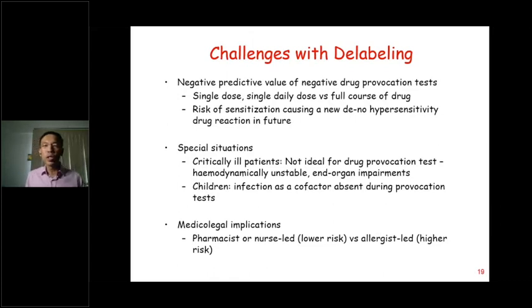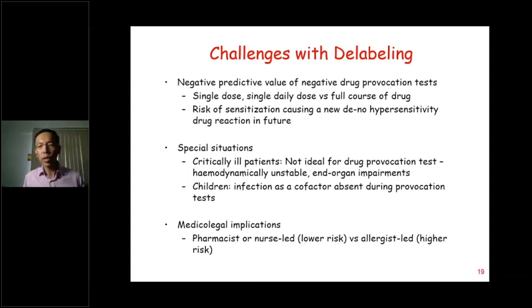So the fifth problem is when you're faced with certain situations where you do need to decide whether this drug allergy label was truly real or not, and whether these patients should be rechallenged. So in particular, when we're talking about critically ill patients in ICU, for instance, where it is not the most ideal to conduct a drug provocation test, in particular when patients are hemodynamically unstable and when there are end organ impairments. And in children, there is this other question of cofactor, which may sometimes be present or absent during the provocation test.